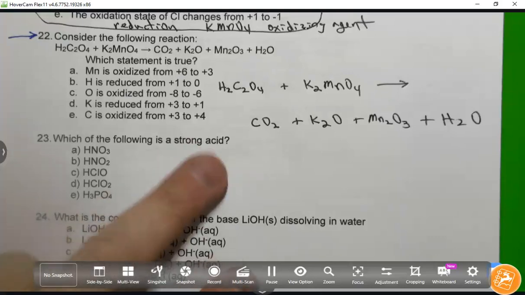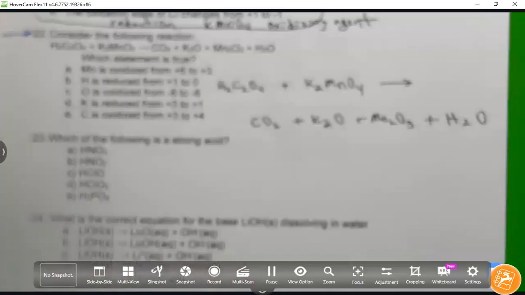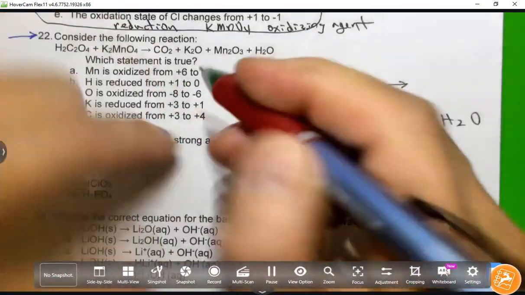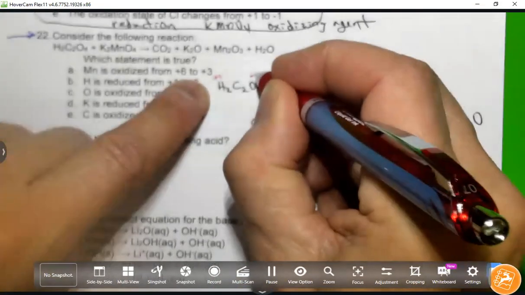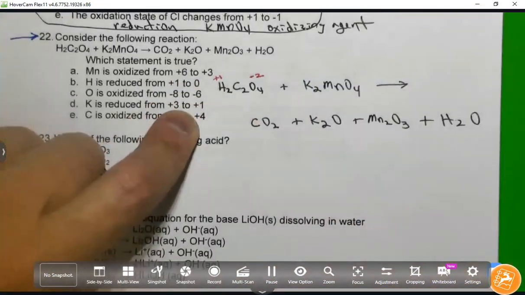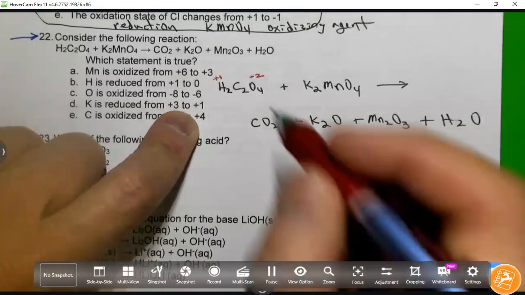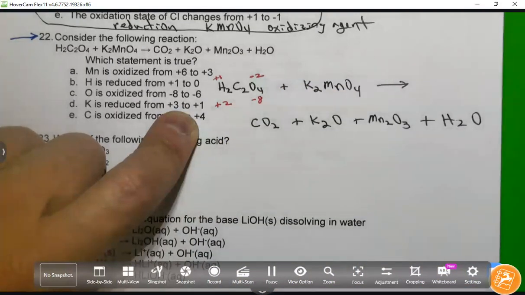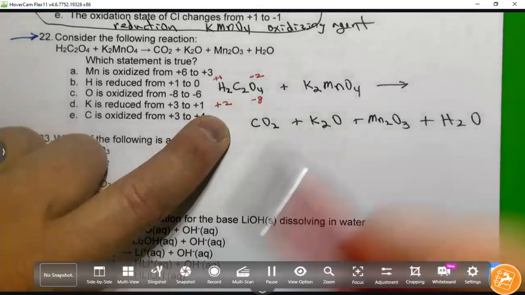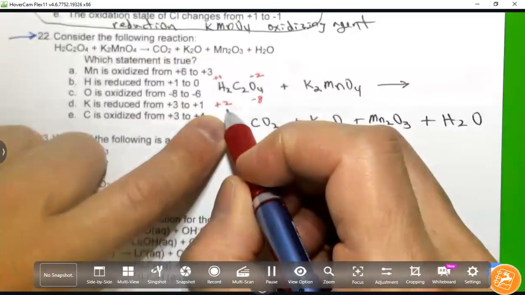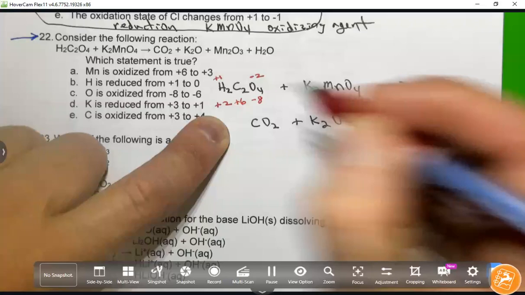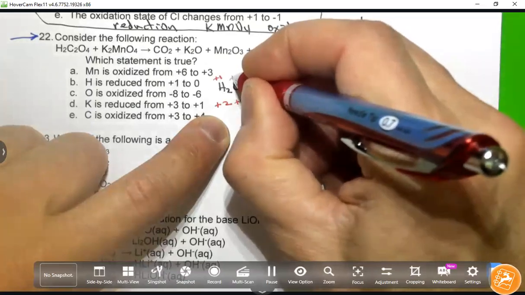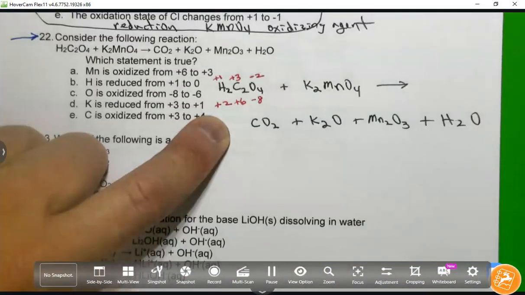Okay, let's see what we've got. Hydrogen +1, oxide -2. So that gives me -8 and +2. So -8 +2, I need another +6. So that makes this carbon +3, right? Carbon's +3.